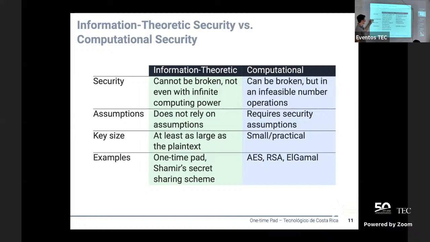Here there's a section on assumptions. For information theoretic security, we don't need any assumptions. We know the security will be good. We don't rely on any assumption like something happening. Regardless of assumptions, we know security will work. But for computational security, we actually require some assumptions, and these are hardness assumptions. That means that we know of a very difficult problem that we don't know how to solve. That's basically this infeasible number of operations.